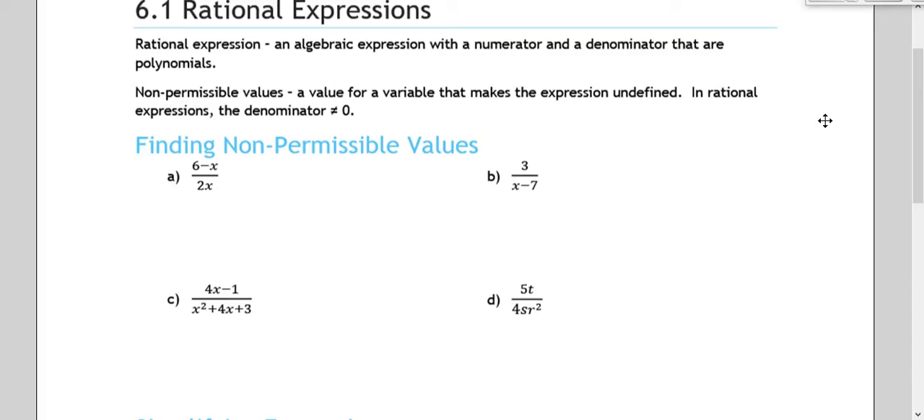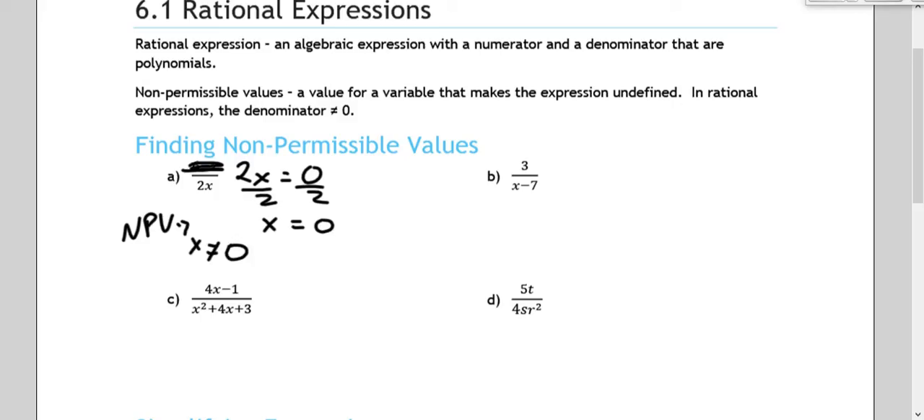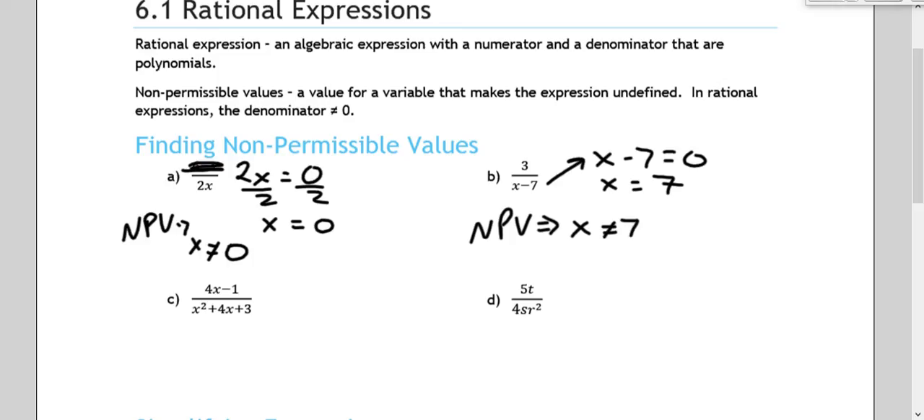So if we are looking here, and I set the denominator to 0, I don't even really care about what's happening in the numerator right now. What's going to make this 0 is if x equals 0. Therefore, the NPV is that x cannot equal 0. Otherwise, it's totally going to wreck what's happening in this equation. So if we look here, x minus 7 is equal to 0. X is equal to 7. So the NPV is that x cannot equal 7.